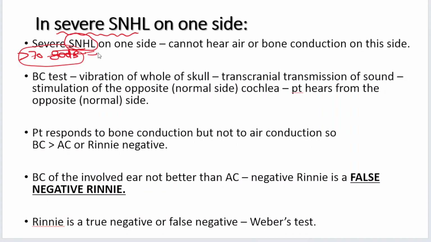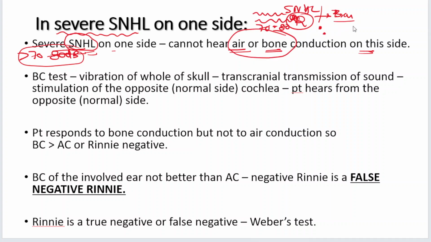In severe sensorineural loss on one side, that person cannot hear air or bone conduction on that side. Suppose the right side has got sensorineural damage, severe sensorineural damage of greater than 70-80 decibels. On that side, neither the air conduction is going to pass through because the cochlea is not working properly, nor the bone conduction is going to pass through. Nothing is going to pass through to the brain. The brain will not perceive anything, whether you put it in front of the pinna or you place it on the mastoid. On one side, nothing is going to pass through to the brain.